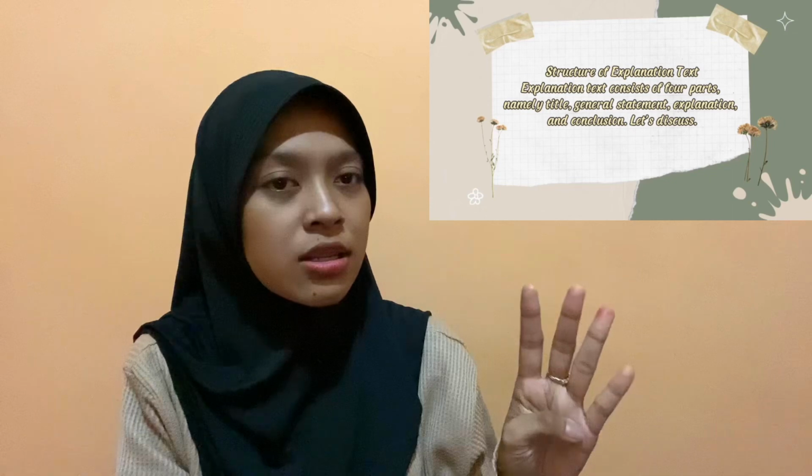And the next is the structure of explanation text. Explanation text consists of 4 parts, namely title, general statement, explanation, and conclusion. Let's discuss them one by one. Okay, number 1 is title. The first structure is the title. The title of the text provides an overview of the content of the text.